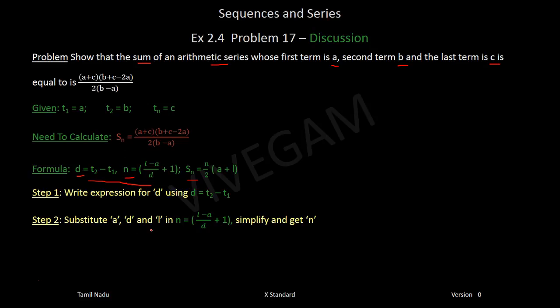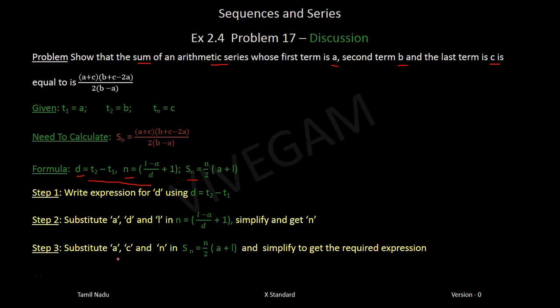Substitute a, d and l in the expression n equal to (l minus a) by d plus 1. This l is nothing but c here, the last term, and the first term is a, so c minus a divided by d, whatever we calculated. Simplify and get the value of n. Then substitute a and c, since c is the last term, that's why it's written c.